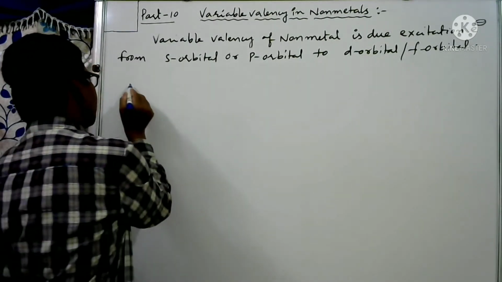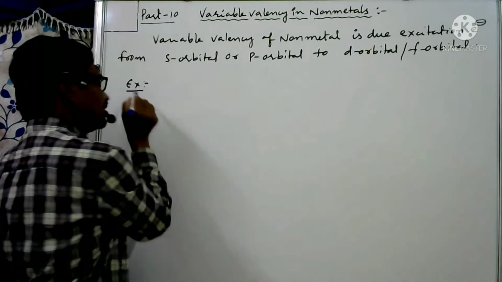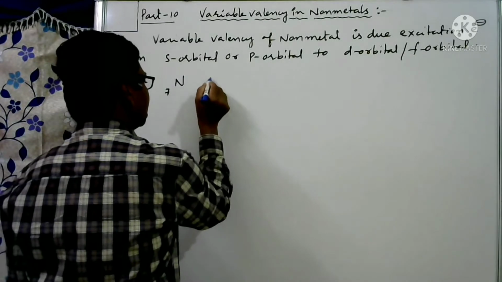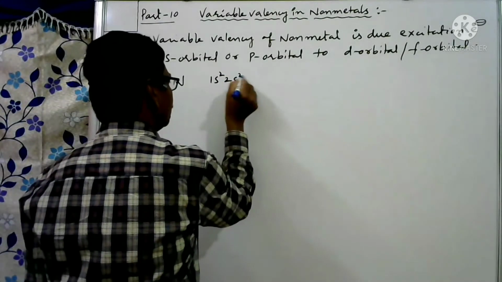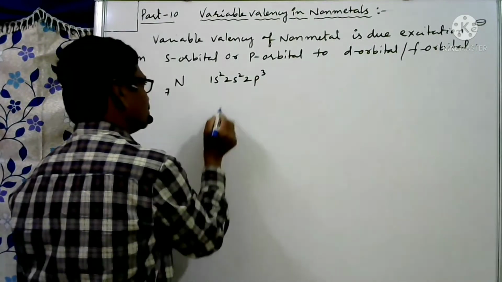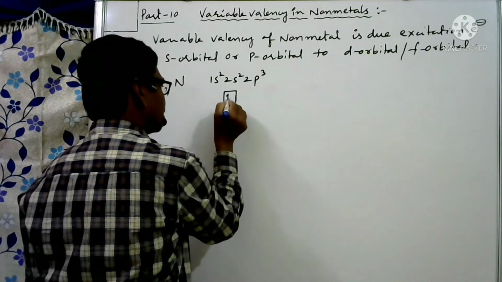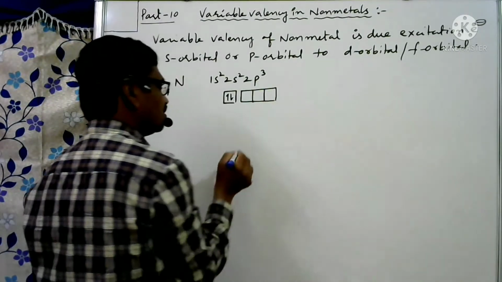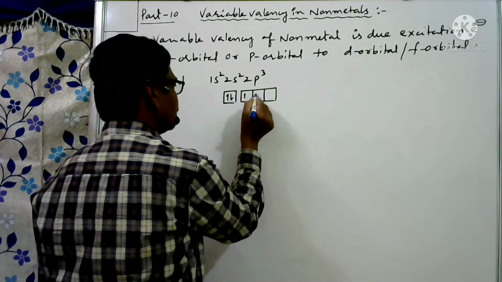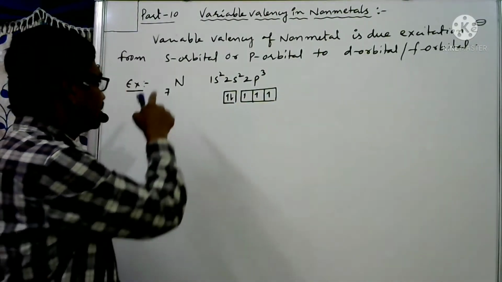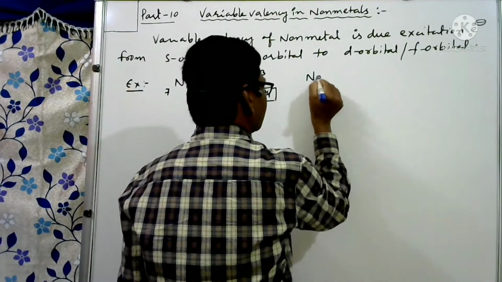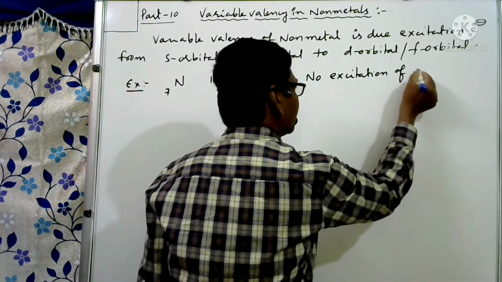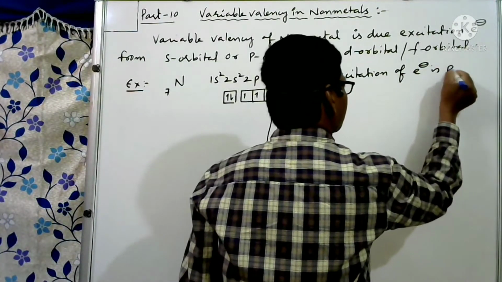For example, here I am taking nitrogen. Nitrogen will not show any variable valency. Nitrogen has atomic number 7. Electron configuration is 1s2, 2s2, 2p3. This is the outer shell. In the outer shell, in the s orbital, 2 electrons are present. In the p orbital, we have three p orbitals, px, py, pz, with 1, 2, 3 electrons. For nitrogen, no excitation of electrons is possible.